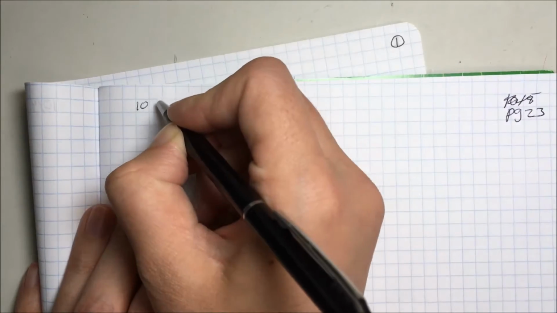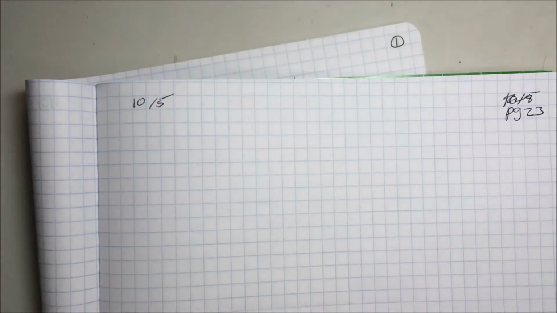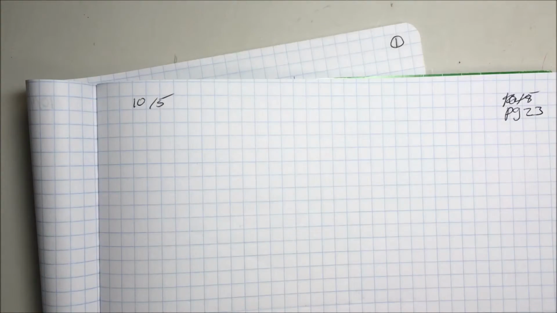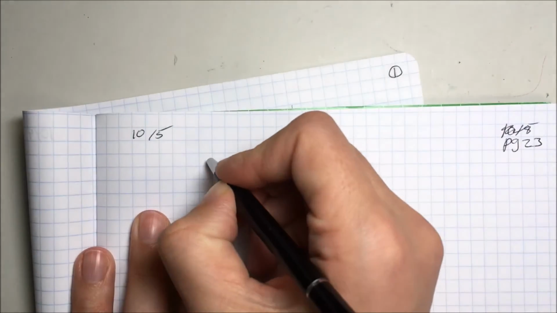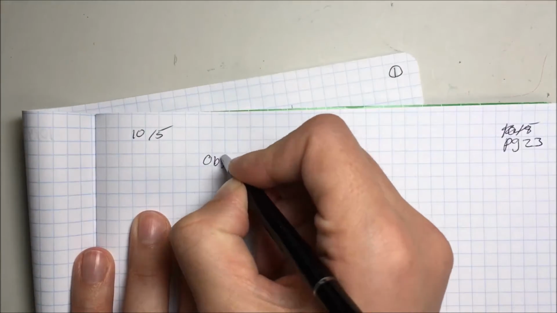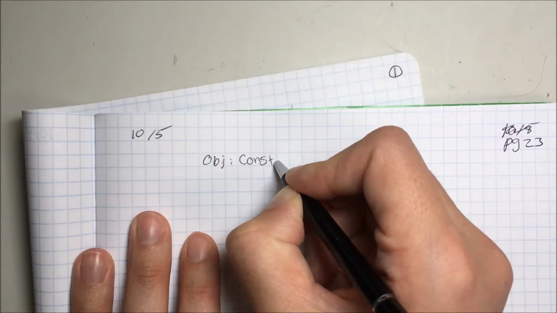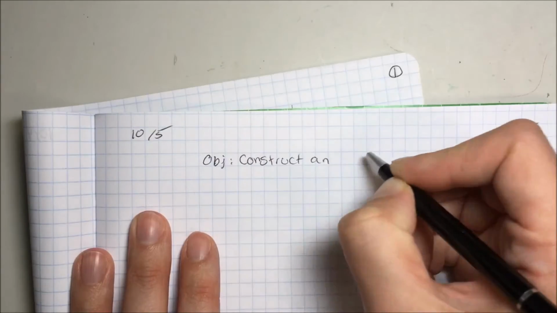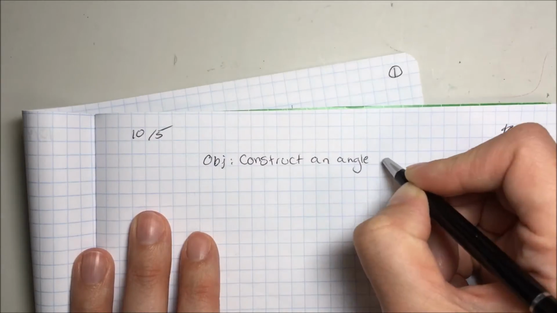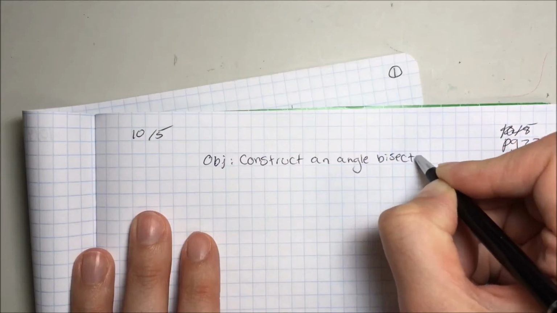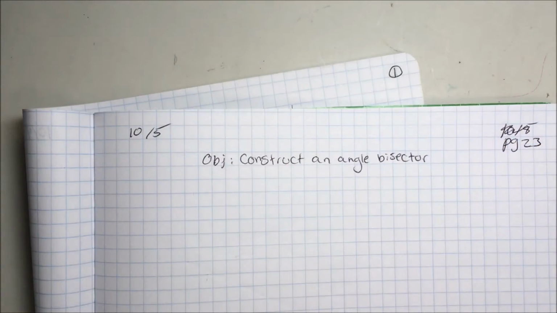Today's date is the 5th, but you could be taking these notes as late as the 6th, 7th, 8th, or 9th. Okay, our objective is to construct an angle bisector. Okay. So our first step is to take and make an angle. So grab your handy dandy straight edge. I happen to use the edge of my ID.